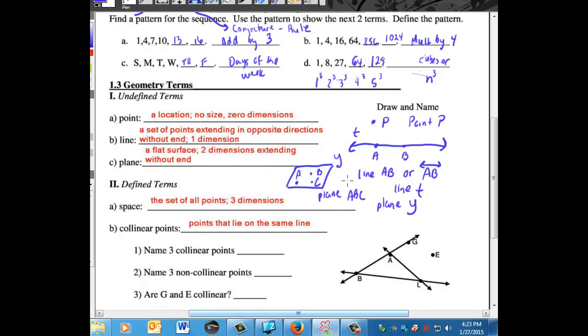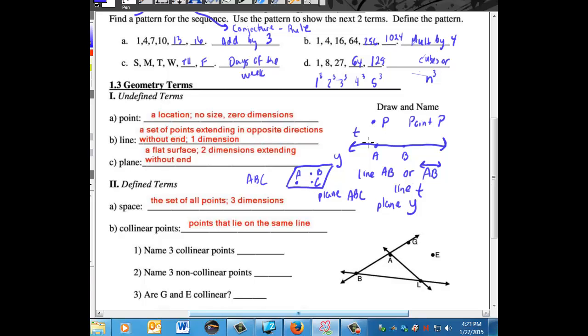So again, there's more than one way to express a plane. Usually we'll show a plane with 3 letters. So if you see ABC, that would refer to plane ABC, not line ABC, because on a line you only need 2 letters. A plane, you need 3.